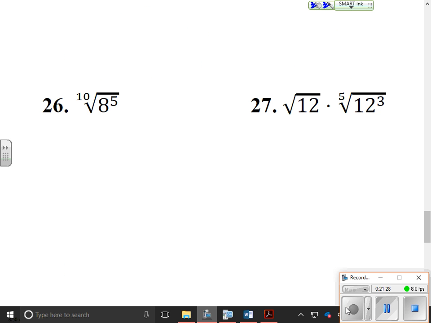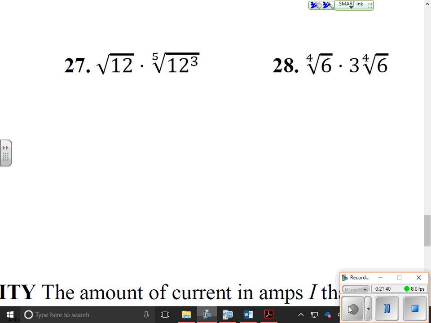On 26, I think you can do 26. You can do that one. Square root of 12, we don't know, but that's 3 times 4, which is 3 to the 1/2, 4 to the 1/2. 4 to the 1/2 is 2. Square root of 4 is 2.